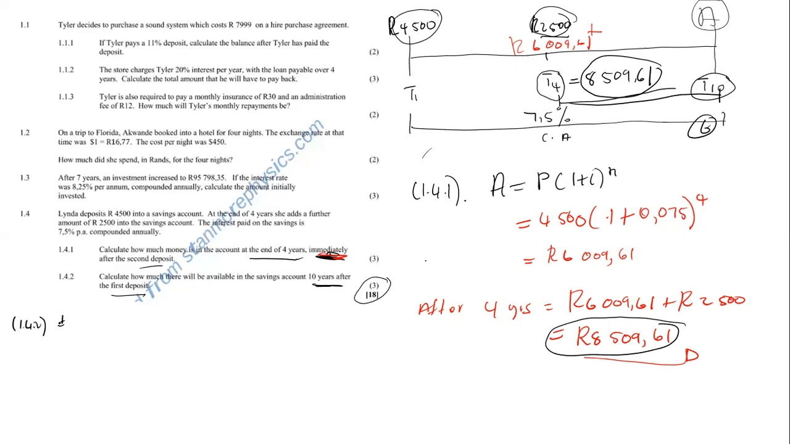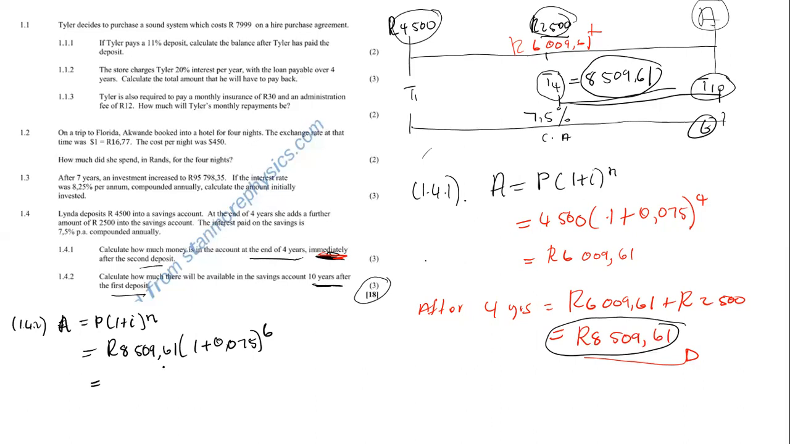1.4.2, we're going to say A is equal to P(1 + i)^n. So we're going to take this principal, which is 8,509.61, and reinvest it. 1 plus i, where i is 0.075. Remember, I have been dividing it by 1 because they said compounded annually, so it's not necessary to write divide by 1. And then n is the remaining 6 years, from 4 to 10. You can take this amount and invest it for 10 years, and take 2,500 and invest it for 6 years, add them together, and you're still going to get the same answer. But this is the quickest and shortest way to do this.